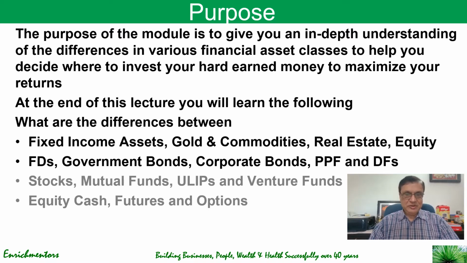In this particular lecture, we're going to talk first, at a very top level, about the differences between fixed income asset classes, gold and commodities, real estate and equity. And in this lecture, we will also talk about the specific differences between fixed income assets like FDs, government bonds, corporate bonds, PPF, and debt funds. In the next lecture, we will talk about the other assets: the differences between stocks, mutual funds, ULIPs, and venture funds, and then the various avatars of stocks like cash on delivery, futures, and options. So that's roughly the plan.